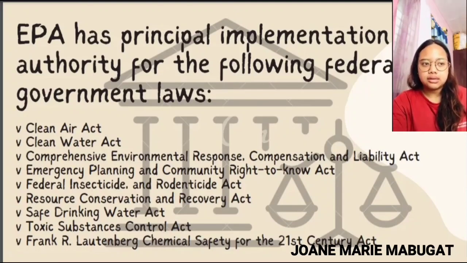So next is the Toxic Substances Control Act. The US passed this through the 94th US Congress in 1976. It regulates chemicals not regulated by other US federal statutes, including chemicals already in commerce and the introduction of new chemicals.